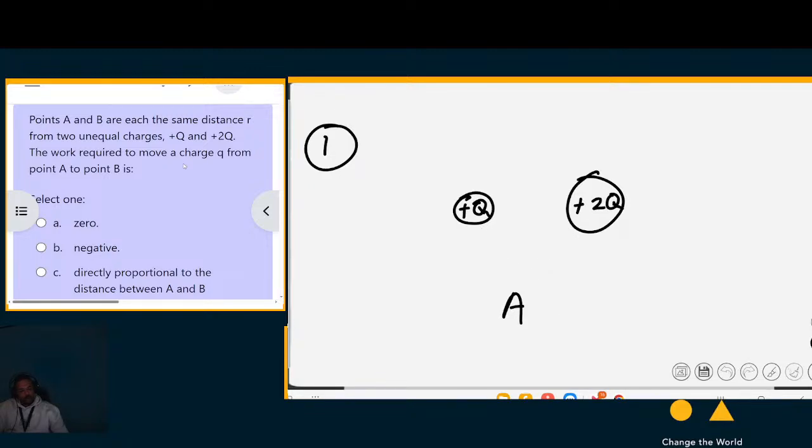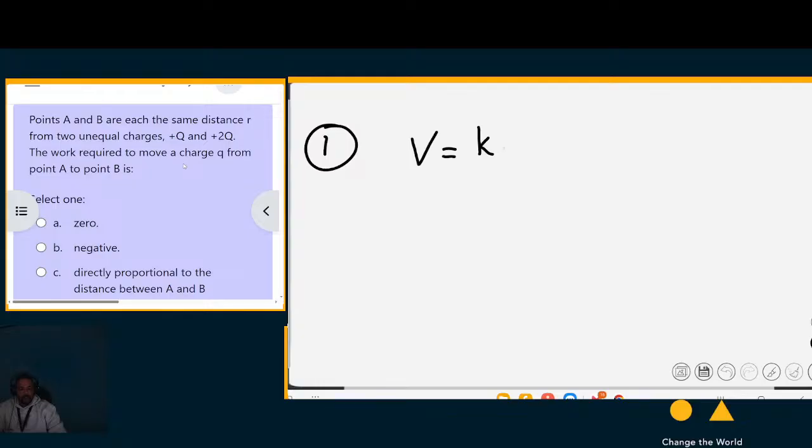How much work is required to move a charge? I don't know if I drew that correctly. It might be that I made an error, but it looks okay. So we start out with what is electric potential. We've already said it's kQ over r. That's the electric potential.